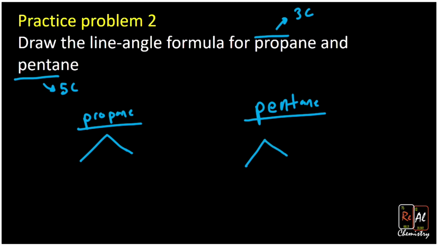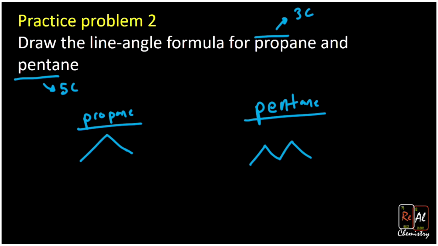So let's do that again. 1, 2, 3, 4, 5. Now I have 5 carbons. That's pentane. Okay, so you can see that drawing these line angle structures is super convenient here. And for the alkanes, you just need to memorize how many carbons go with each name.